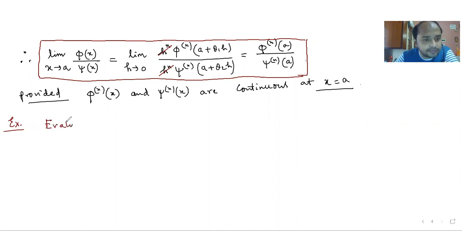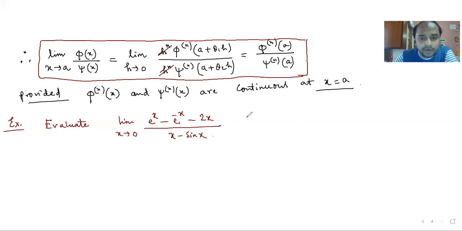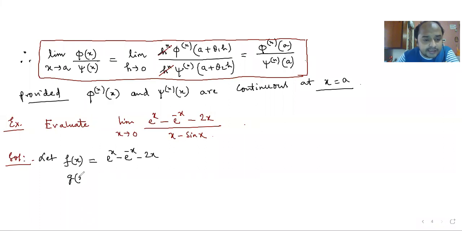Evaluate limit x tends to 0 of e to the power x minus e to the power minus x minus 2x, over x minus sine x. Okay, first of all, we'll see how to write it. First of all, we'll write let f x is equal to e to the power x minus e to the power minus x minus twice x, and g x is equal to x minus sine x.